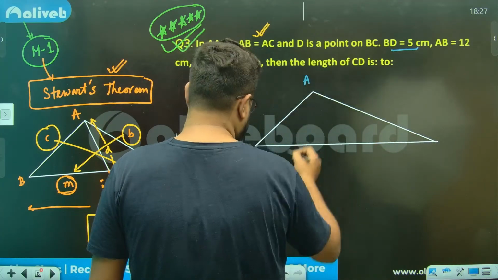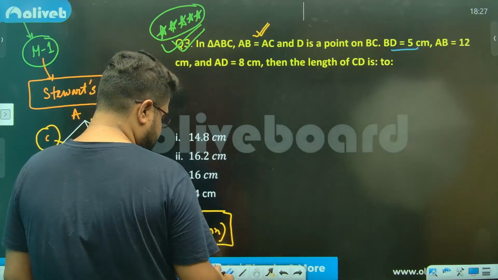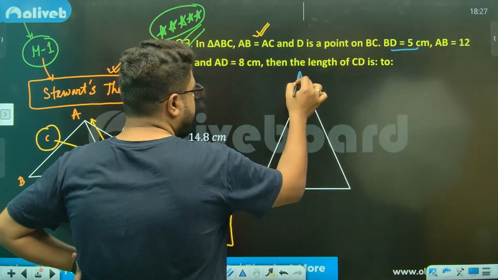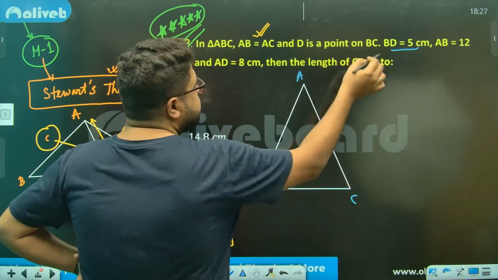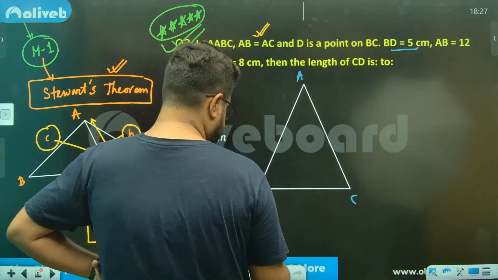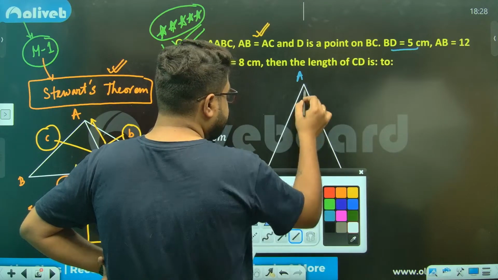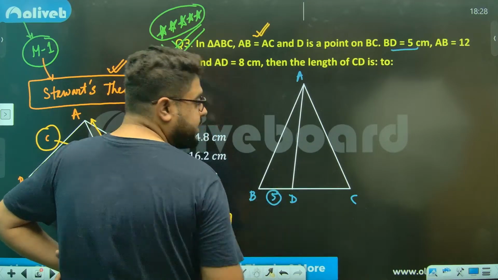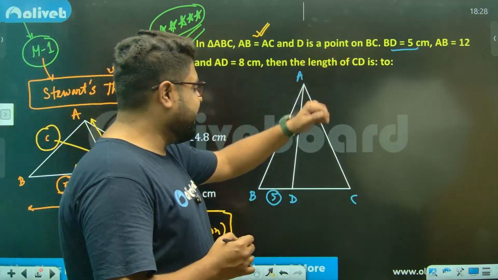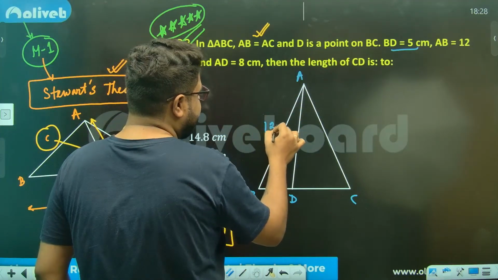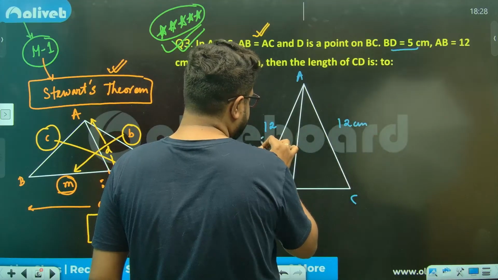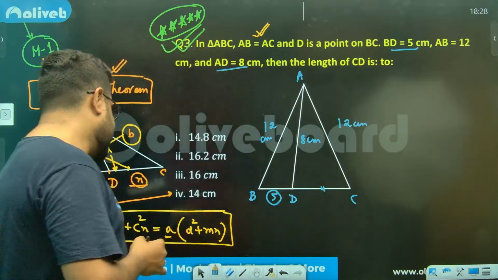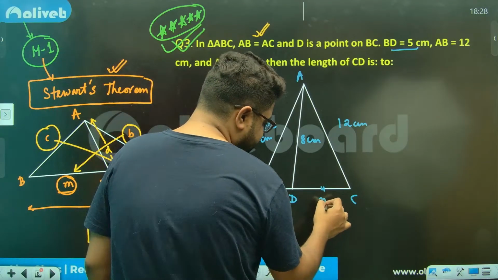This is A. This is given isosceles. BD is 5. D is a point on BC. So let's take it like this. This is D, this is 5, the value of M. Now, AB is 12, so AB is 12 means AC is also 12. AD is 8. They are asking this, which is nothing but N.